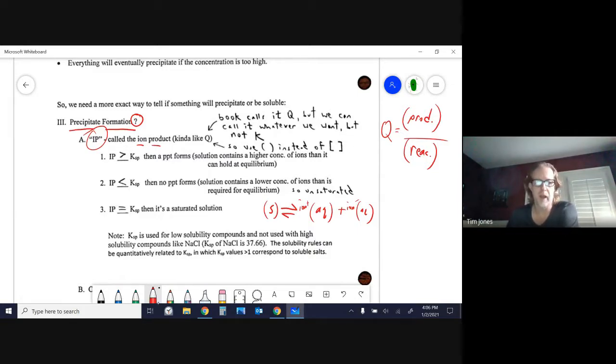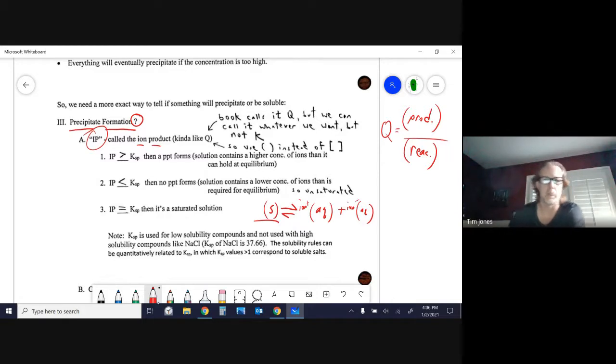And when you write out the Q expression, there's never a denominator because it would be a solid and wouldn't be in the Q expression. And you always end up multiplying the ions. So it's called the ion product. But it is still the same thing as Q that we did last chapter.